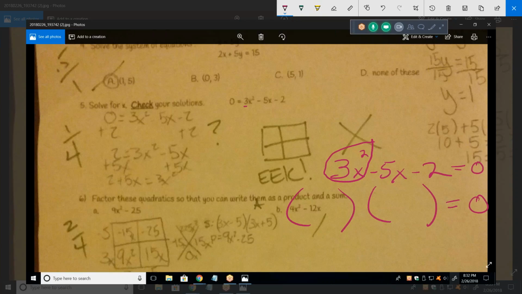What two things multiply together to give you 3x squared, and you have to break up the x's? In other words, it's not 3x squared times 1. It's 3x times x. That's what I mean by breaking up the x. 3x times x is 3x squared. Remember what we're doing. We're FOILing in reverse. So after we're done, if we FOIL these two terms back together again, we're going to get what we started with.